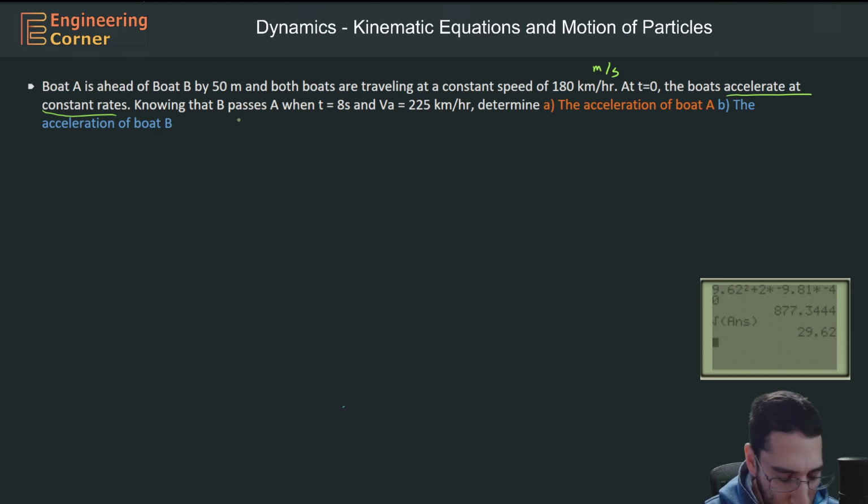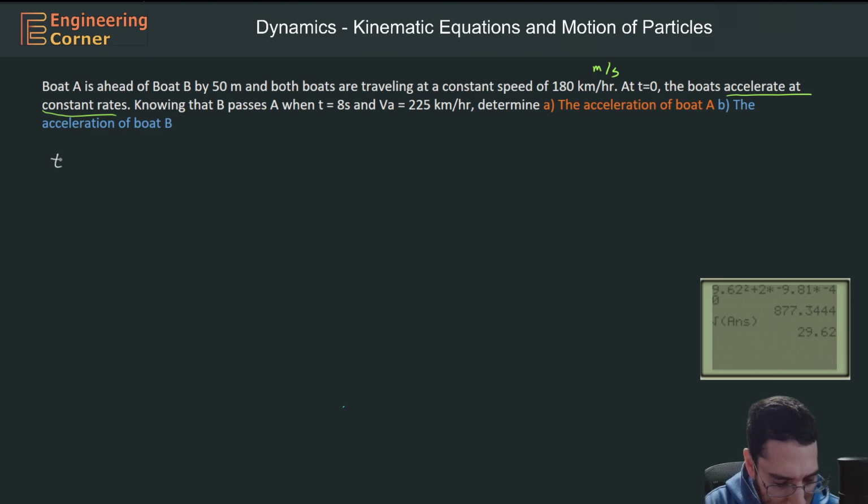Knowing that boat B passes boat A when time is equal to 8 seconds and the velocity of A is 225 kilometers per hour, we want to determine the acceleration of boat A, and we want to determine the acceleration of boat B. All right, so let's draw this out.